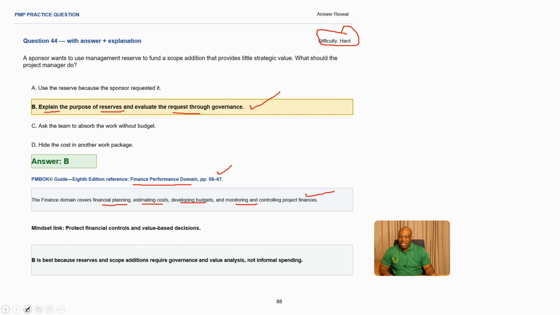So the best mindset that you can also apply even in your exam in this particular scenario is you need to protect financial controls, okay? And value-based decision. As we have seen from the question here, there's little value which is coming from this suggestion from the sponsor. So you must protect value-based decision, making B the best answer because the reserves and scope additions require governance, value analysis, and not just spending, making B the best answer.